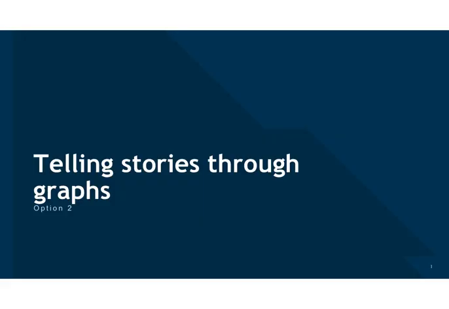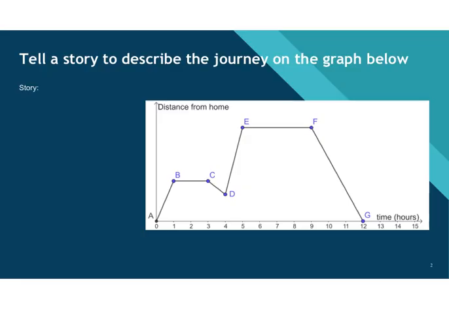Telling stories through graphs. This question asks us to tell a story to describe the journey on the graph below. So we're going to tell a story about this graph. And A point would be her distance from home. So this is how far she is from home, and this is home. And the bottom line tells us how many hours it took her to get from point A to B or B to C, etc.